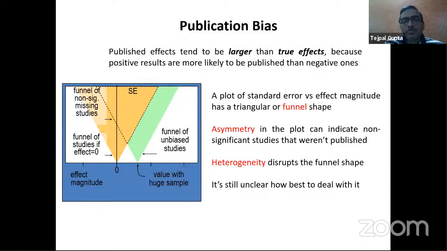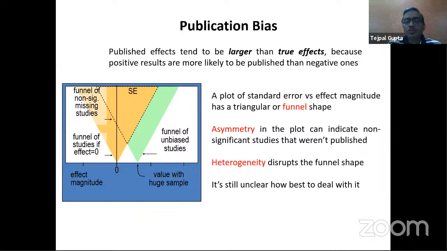Another important source of bias is publication bias. We all know that positive results tend to get published, whereas negative results are not published. So published effects tend to be larger than true effects. A plot of the standard error versus effect magnitude should have a triangular or funnel shape. Any asymmetry in the plot can indicate that non-significant studies weren't published. So if you get an asymmetry in the funnel plot, it just means that there is some publication bias.